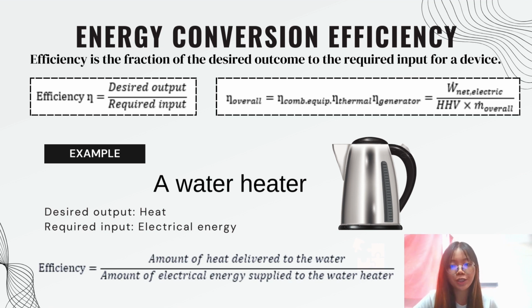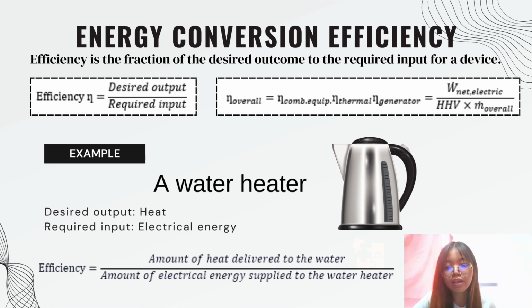Energy conversion efficiency. Efficiency is the fraction of the desired outcome to the required input for a device. So as in the equation that I show here, efficiency equals the desired output divided by the required input. If we want to calculate the overall efficiency, which includes two or more devices, we can just multiply the efficiencies of all the devices together. Then we can get the overall efficiency.